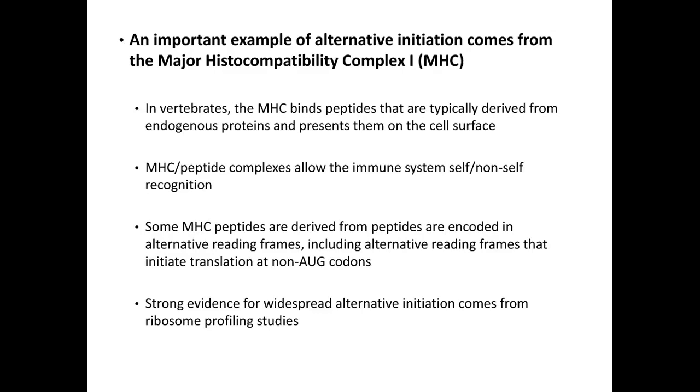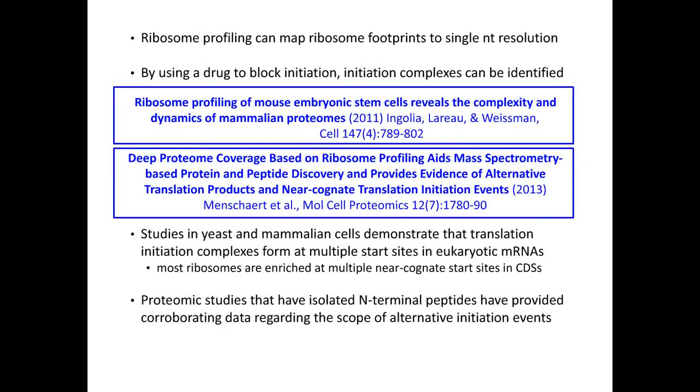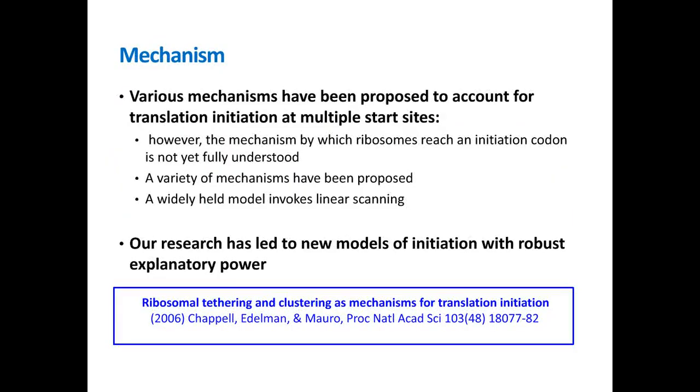And there's strong evidence for this alternative initiation from ribosome profiling studies, right? With ribosome profiling, I've mentioned the one study before, you can map where the ribosomes are to single nucleotide resolution. And if you use a drug to block translation initiation, you can identify the initiation complexes. And when this is done in yeast and in mammalian cells, what you find is that initiation complexes form at many different sites within mRNAs. And there have been proteomic studies which have provided data to show that these initiation events are really occurring. So you're not just getting complexes formed on messages, but you actually are expressing those proteins or peptides. And there have been numerous mechanisms proposed for how this could occur, right?